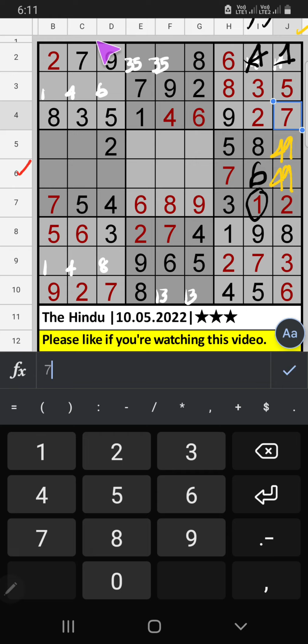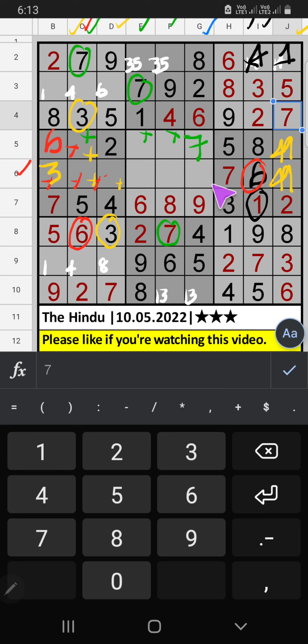6th row, then column C, we have 6. So 6 can't come in these cells. Then 6 is confirmed here. Column C, column D, we have 3. So 3 can't come in these cells. Then 3 is confirmed here. Column E, column F, column C, we have 7. So 7 can't come in these cells. Then 7 is confirmed here.